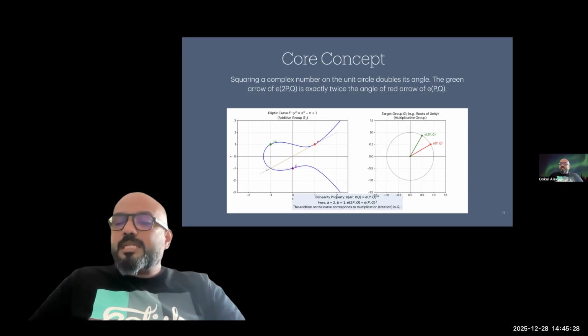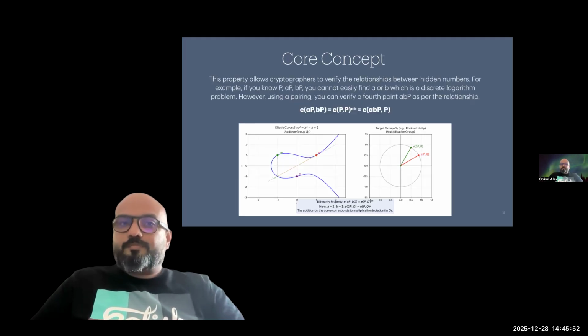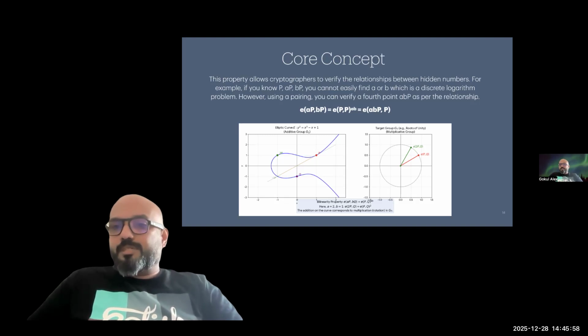So what is the inference? Squaring a complex number on the unit circle, as we know, doubles its angle. The green arrow E(2P,Q) is exactly twice the angle of the red arrow. So this property allows cryptographers to verify the relationship between hidden numbers.